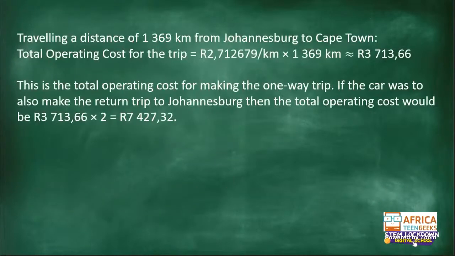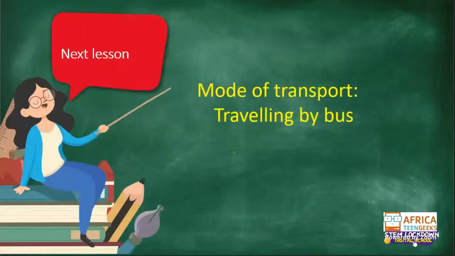And of course, we calculated the distance from Johannesburg to Cape Town, and we know that the distance is 1,369 kilometers. Once you multiply the two together, you get the total operating cost. And if the trip is a return, then you multiply that by 2. I'm not sure if there's any question so far before we carry on.